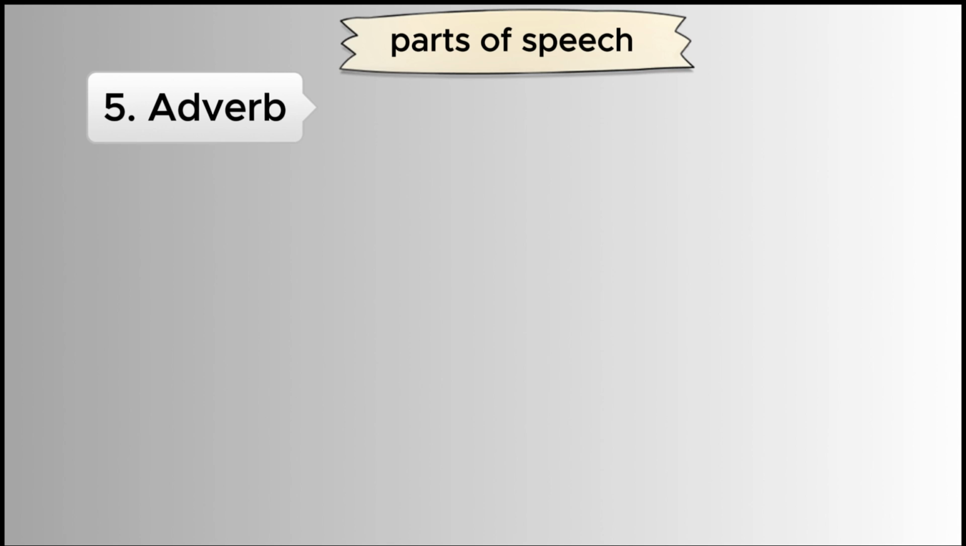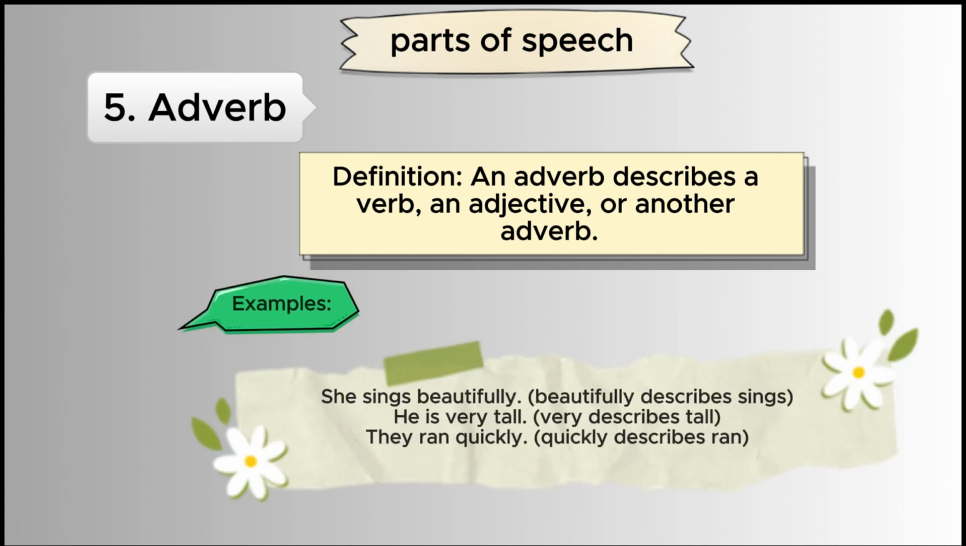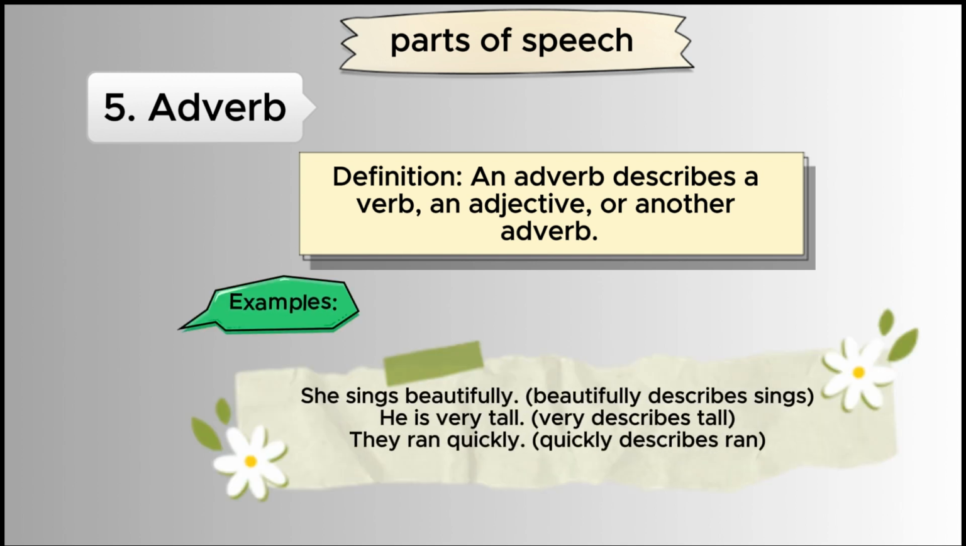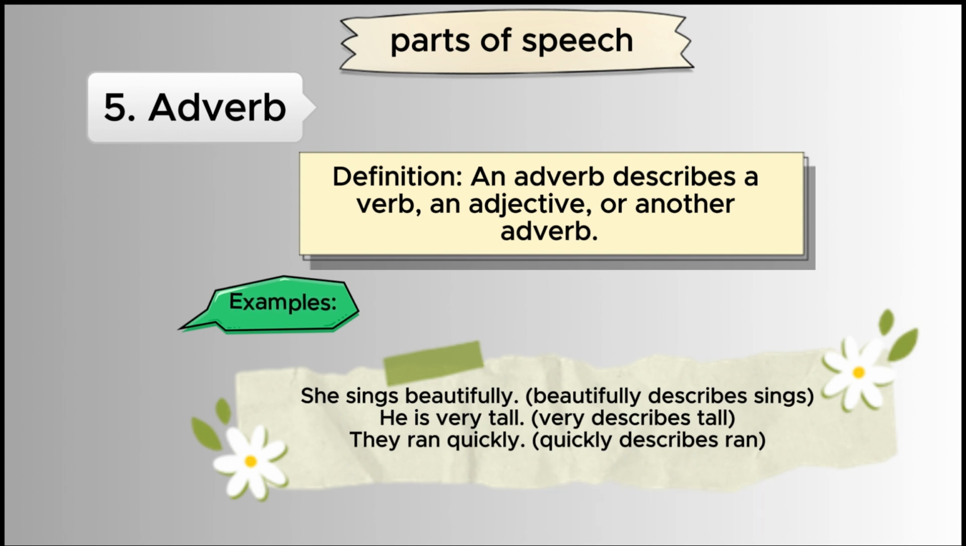Fifth, adverb. Definition: an adverb describes a verb, an adjective, or another adverb. Examples. She sings beautifully. Beautifully describes sings. He is very tall. Very describes tall. They ran quickly. Quickly describes ran.